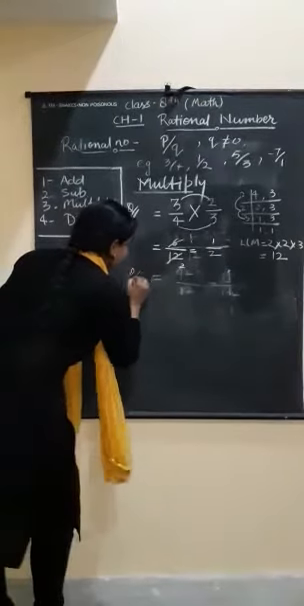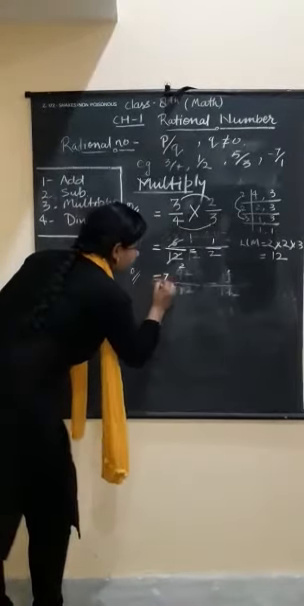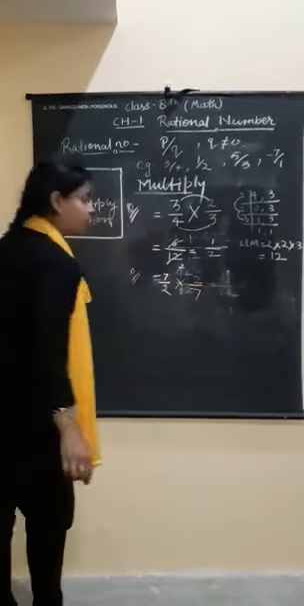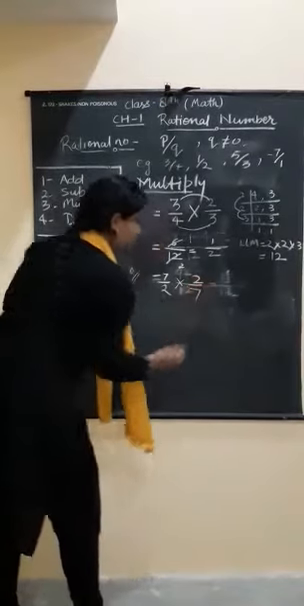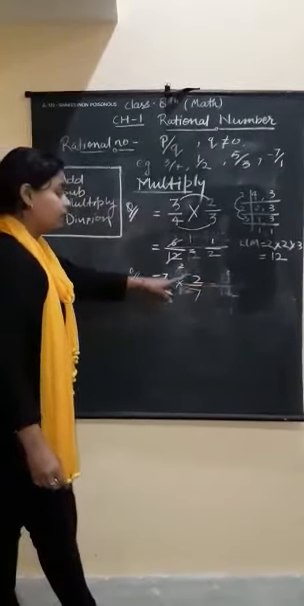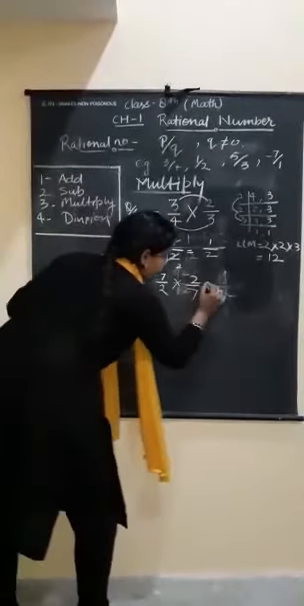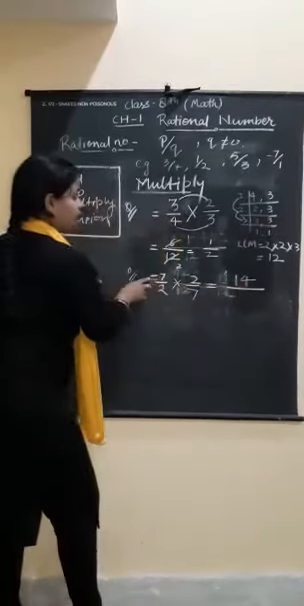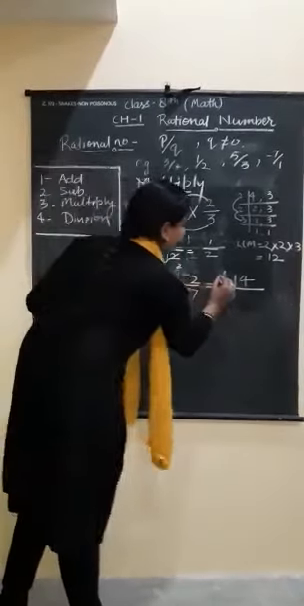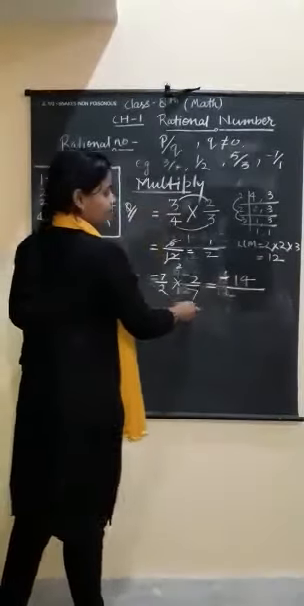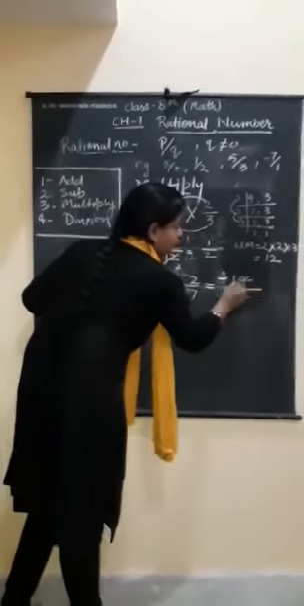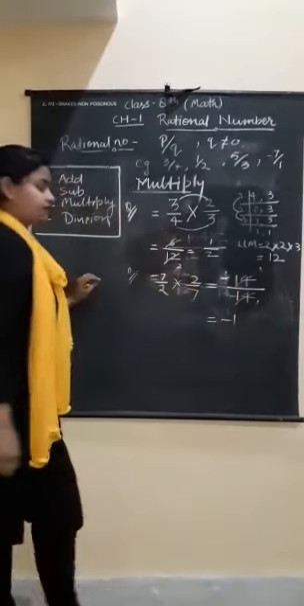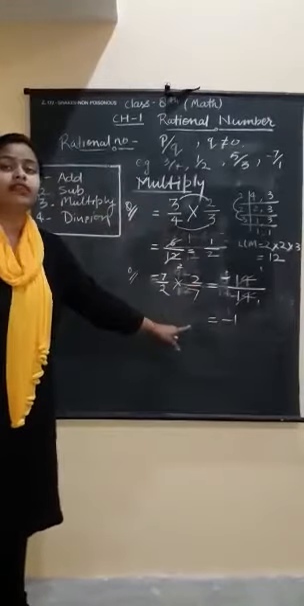Let's take another example: minus 7 by 2 multiplied by 2 by 7. 7 twos are 14. Here minus times plus is minus, 2 sevens are 14. 14 ones are 14. Now the answer is minus 1. This is the multiplication of rational numbers.